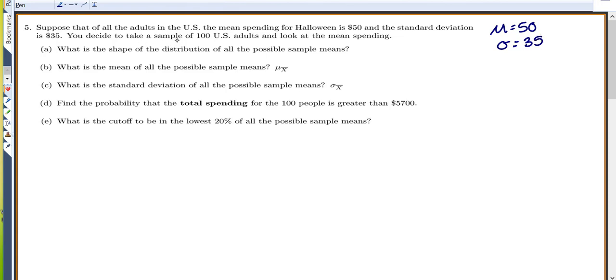Now we decide to take a sample of 100 adults. So that's our population, and then we're going to take a sample with n equals 100. And we want to look at the mean, so we want to look at our sample average. So we'll be interested in x bar. So first, what's the shape of the distribution of all the possible sample means?